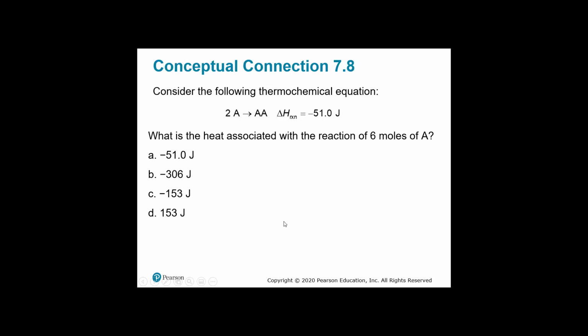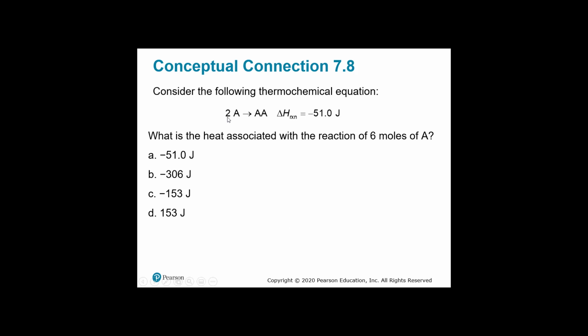Okay, so consider the following thermochemical equation. We have 2A, and then it ends up producing A2, and the change of enthalpy for the reaction is negative 51.0 joules. What is the heat associated with the reaction for 6 moles? This is very easy. This is just a conversion problem. There's nothing more to it. And the quantities are all written here.